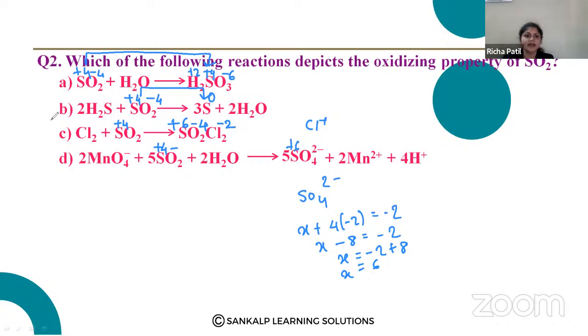So what is happening? The correct answer is B, because SO2 is getting what? It is showing oxidizing property, right? It oxidizes other and itself undergoes reduction. So it is getting reduced. So this is the correct answer.